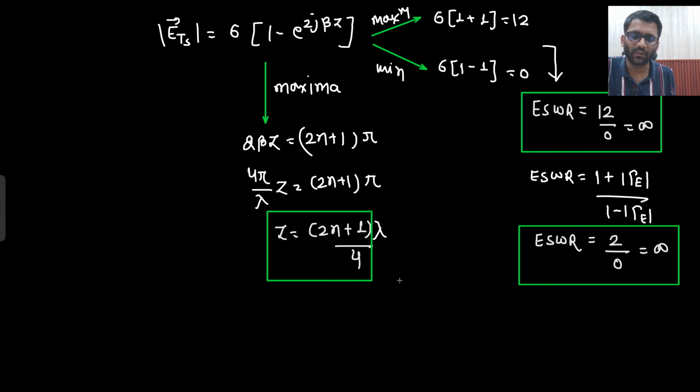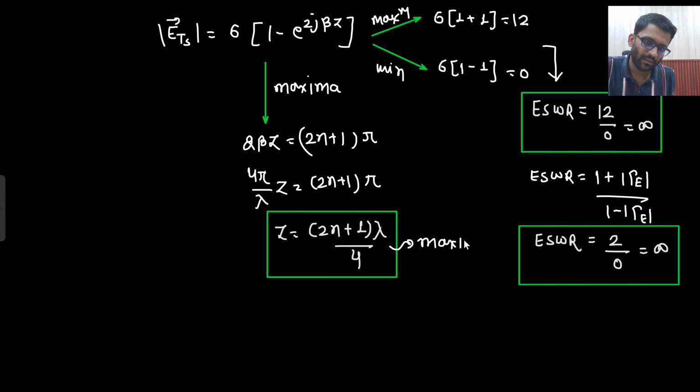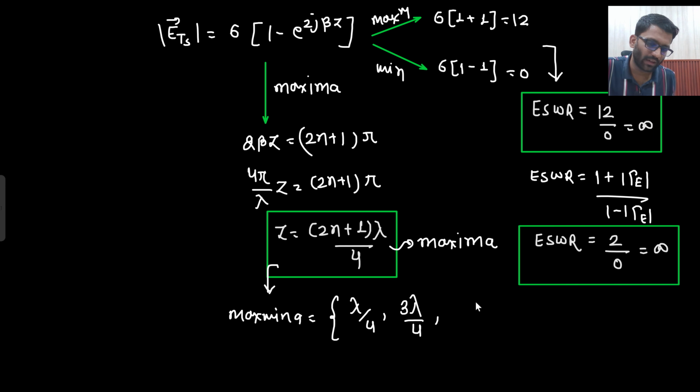This is the location of maxima. So from here, what all things are you getting? You are getting maxima. What will you put? Sir, I will start putting n equals 0. So from n equals 0, what are you going to get? Lambda by 4, 3 lambda by 4, and in that manner I will go. Again lambda by 2 will be added. So what will you get? 5 lambda by 4. In that manner I will get my maxima.